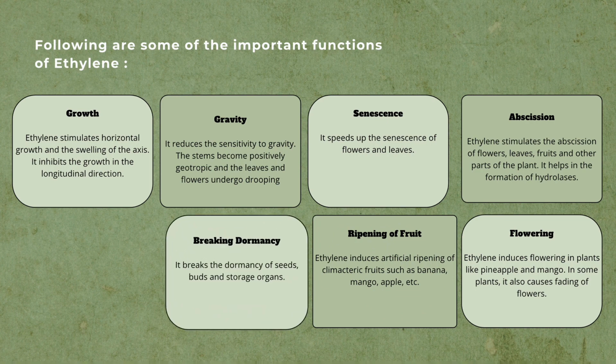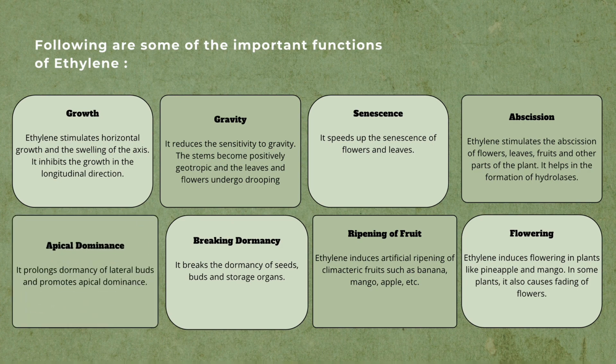Breaking dormancy. It breaks the dormancy of seeds, or it breaks the inactive state of seeds, inducing the growth of the buds and storage organs. And lastly, apical dominance, which prolongs dormancy of lateral buds and promotes apical dominance. Or in other words, it permits the main stem to dominate over the side twigs or side stems of the plant. Examples of this are pine trees and sunflower.